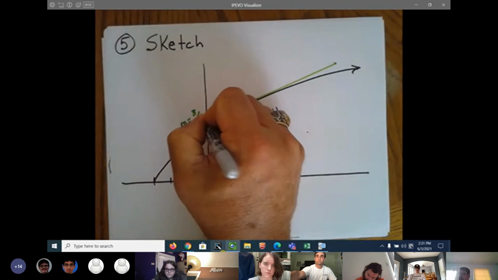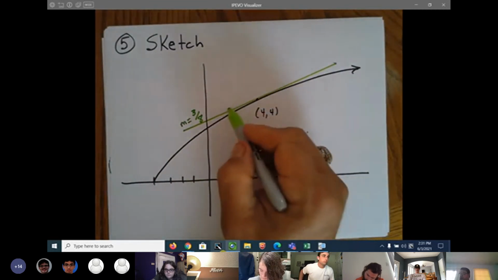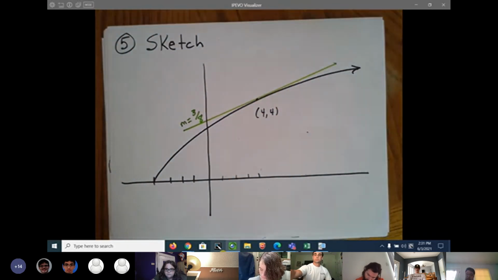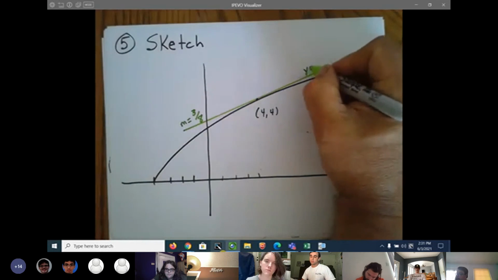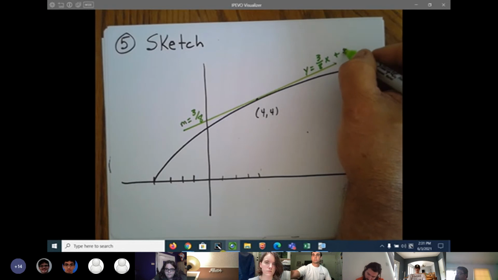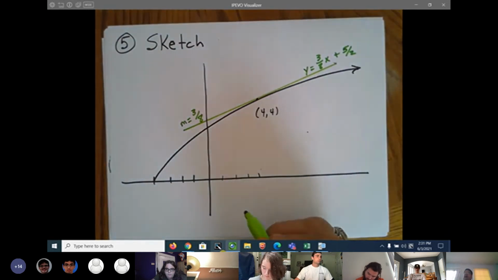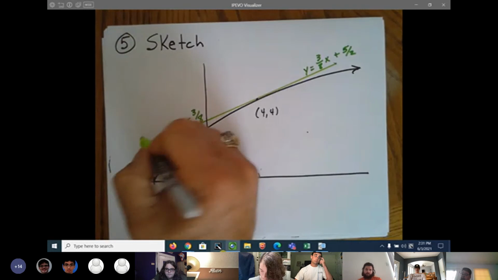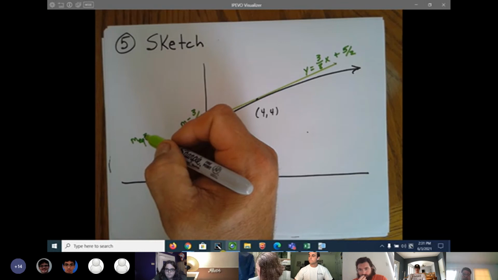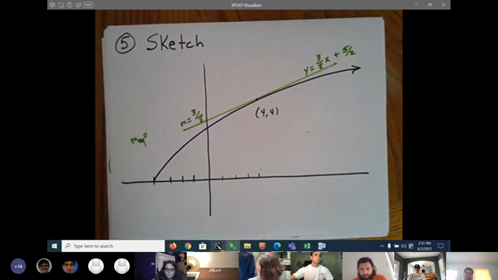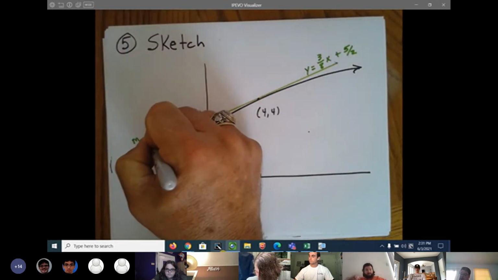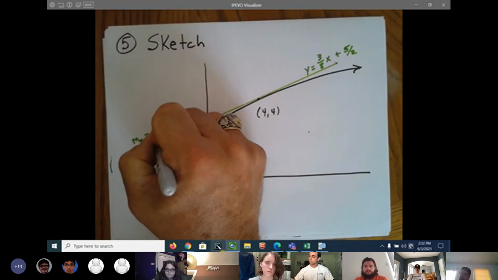3/8. We also know that the equation for this line is what? Y is equal to 3/8 x plus 5/2. And we also know that the equation for the slope of this line is equal to 3/2 over the square root of 3x plus 4.